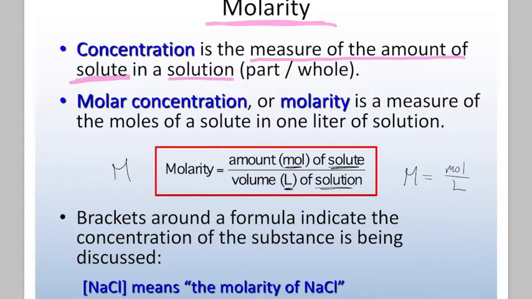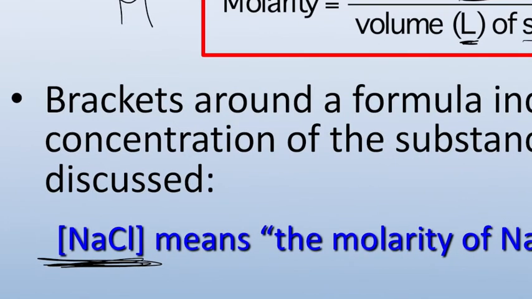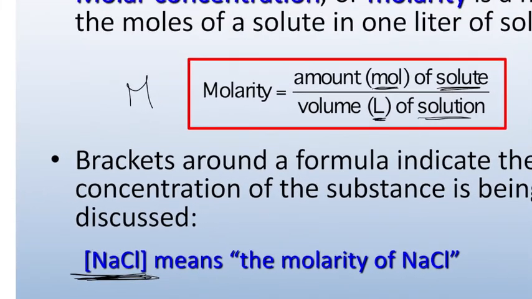Just to note, another symbol we use to talk about molarity is these square brackets. When you see sodium chloride in these square brackets, that means the molarity of sodium chloride. So you would see something like the concentration of NaCl equals 1.0 molar. That's my big M. It's just kind of messy.